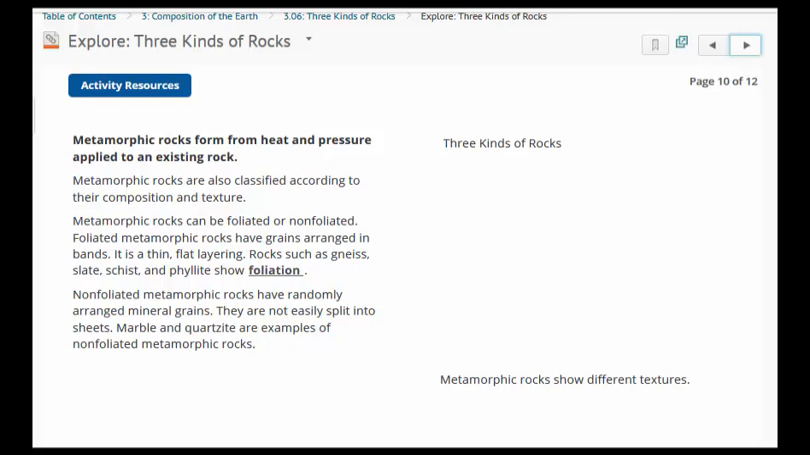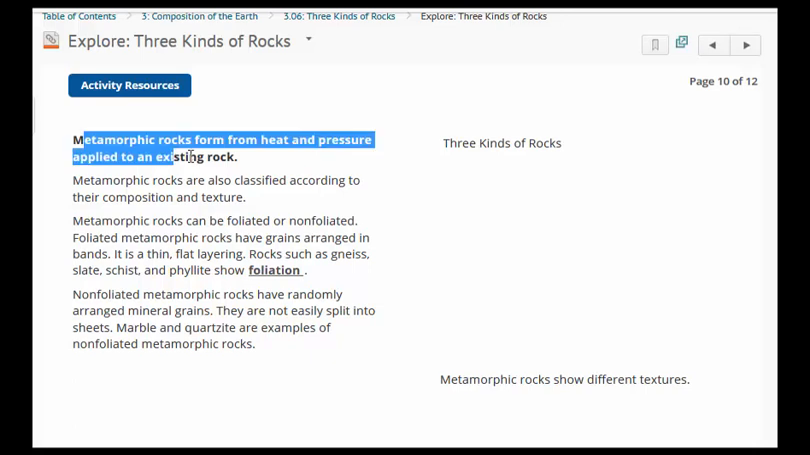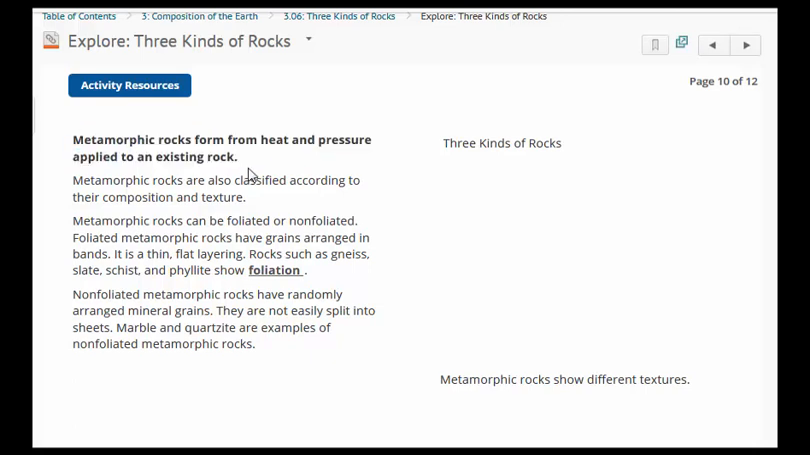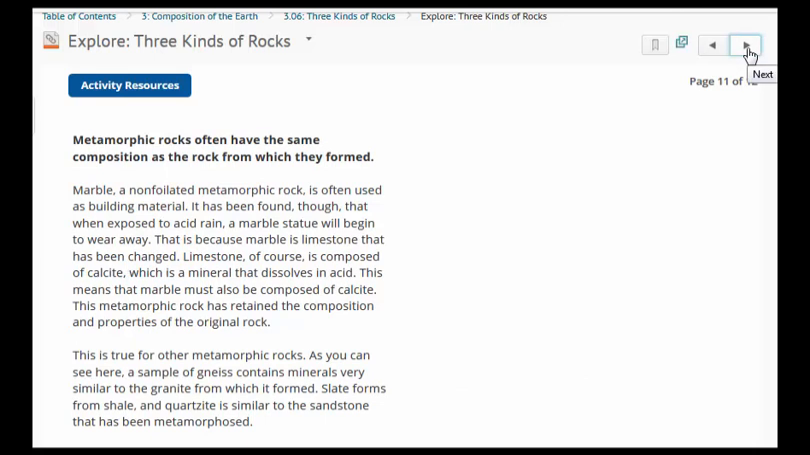The last type that we'll talk about today is metamorphic rocks. These form as a rock goes under the earth surface where it's hot, and there's high pressure. Make sure you know that metamorphic rocks form from heat and pressure. Sometimes they show foliation, which is kind of like a striped texture. Metamorphic rocks contain the same composition as the rock they came from.